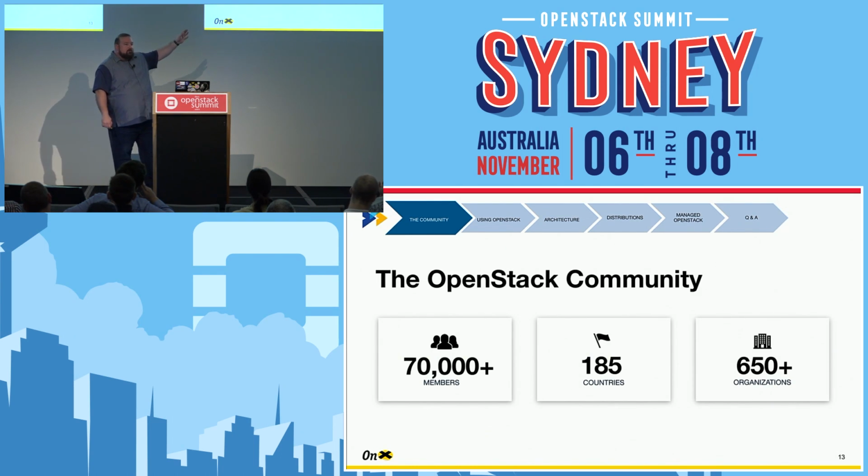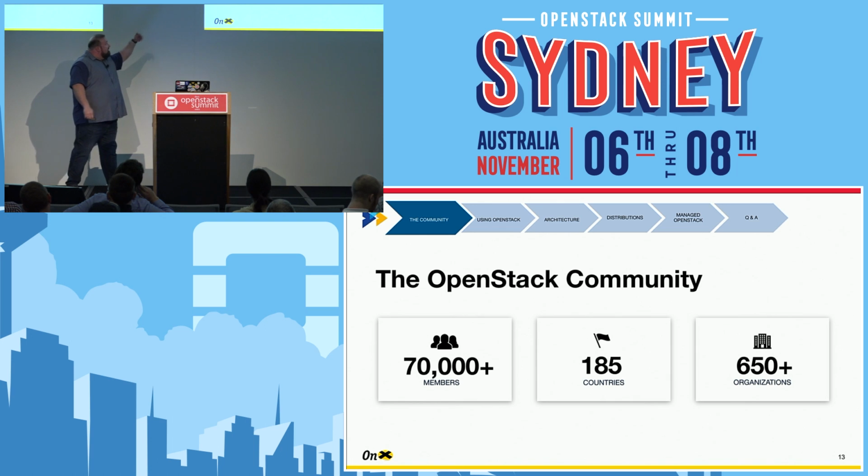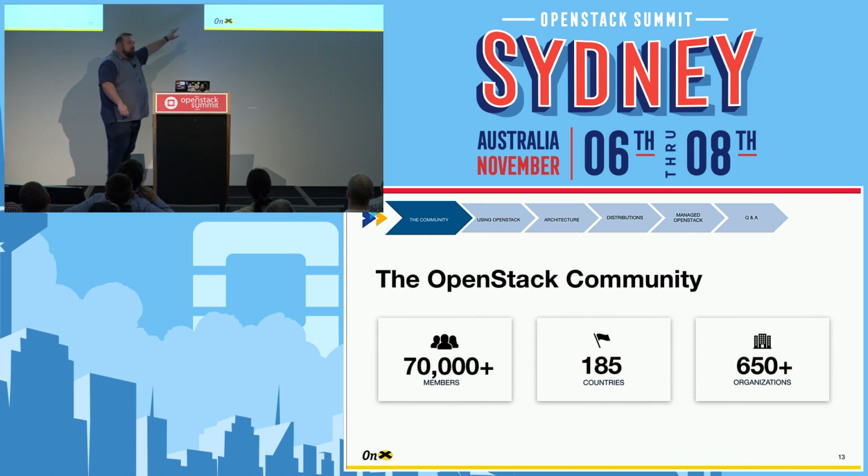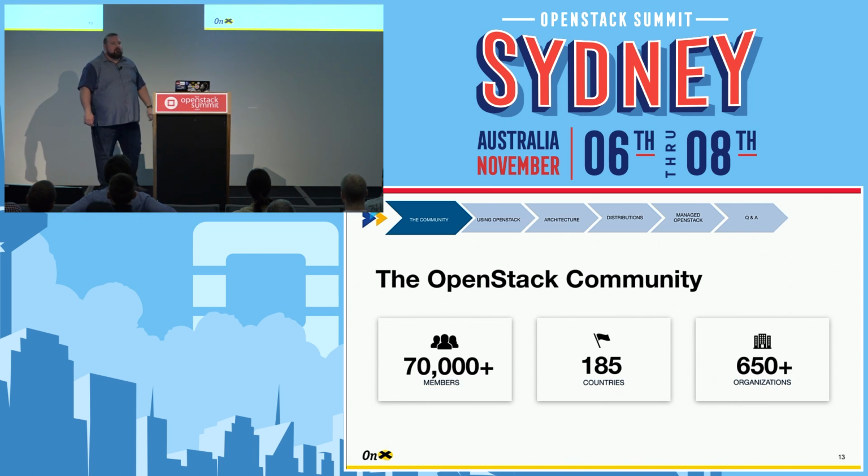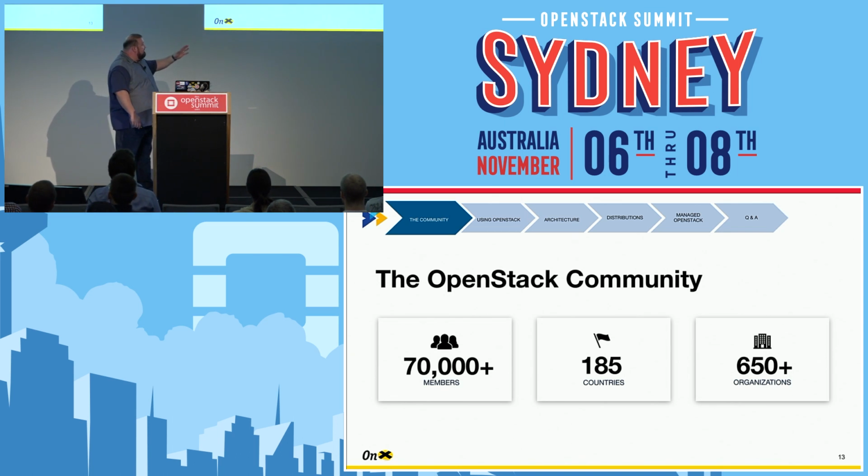So who are all these wackos that are working on this stuff, coming to these conferences, working on it? Well, there's over 70,000 foundation members in 185 countries, and now there's over 700 organizations, businesses and organizations that provide support to OpenStack. It's a very vibrant community, and it's not getting smaller, it's getting larger.